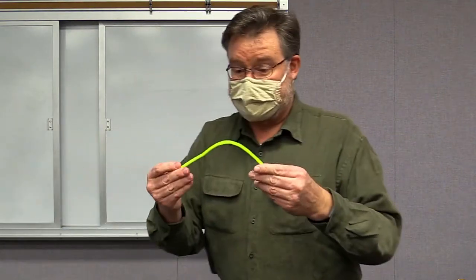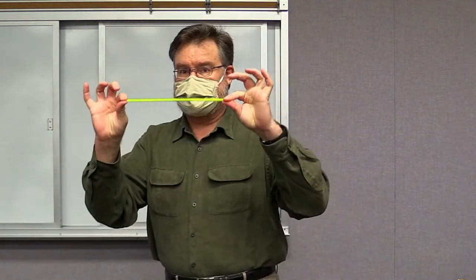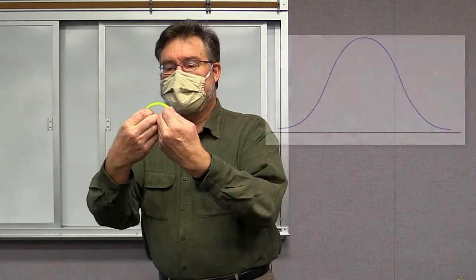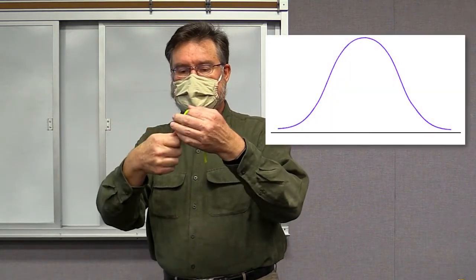Let me return to the pipe cleaner. So obviously the pipe cleaner is just a straight line. And what I would have you do is bend it a little bit. We want to make a normal curve with this pipe cleaner.